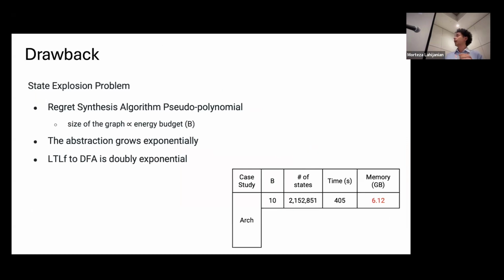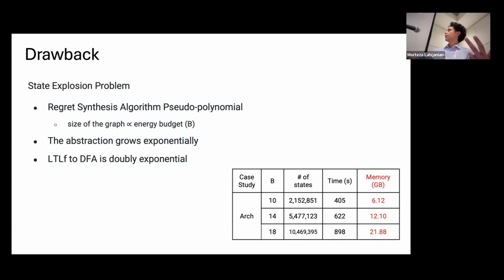However, one thing that they are lacking is that because the algorithms are expensive, you're going to need a lot of memory for these games. So in the arch example, if I give a budget of 10, there are 2 million states that I need to deal with. The computation time is not too bad, but the amount of memory these algorithms require to compute regret minimizing strategies is about 6 gigabytes. If I increase the budget slightly, I more than double the number of states and double the memory usage to 12 gigabytes. If I increase the budget slightly more, I double the number of states again, and now I'm at 21 gigabytes of memory. So these are very expensive algorithms.